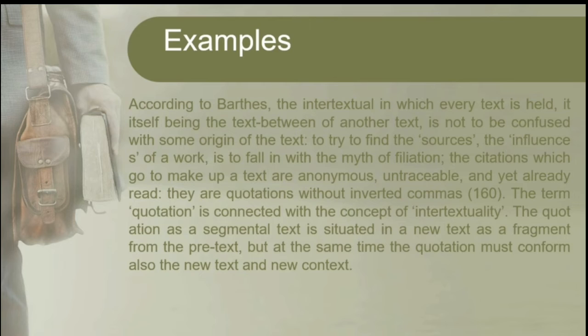Example: according to Barthes, the intertextual in which every text is held, itself being the text of another text, is not to be confused with some origin of the text. To try to find the source, the influence of a work, is to fall in with the myth of filiation. These citations, which go to make up the text, are anonymous, untraceable, and yet already read. They are quotations without inverted commas.